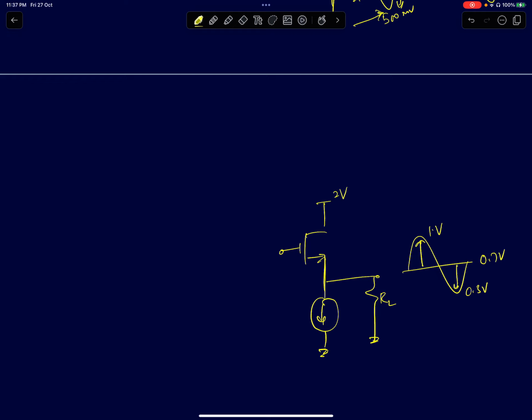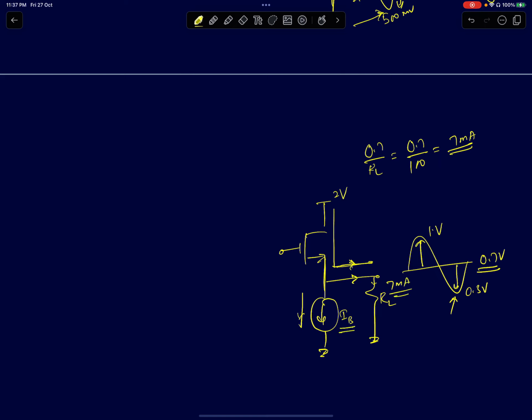So at DC, if I plot the current going through the resistor, you have two currents. One is IB, the bias current, and the other is the current flowing through the resistor, which is a sinusoidal current, so it has a DC component plus an AC component. The DC value is given by 0.7 by RL, which turns out to be 0.7 by 100, which is 7 milliamperes. So the resistor carries a DC current of 7 milliamperes.